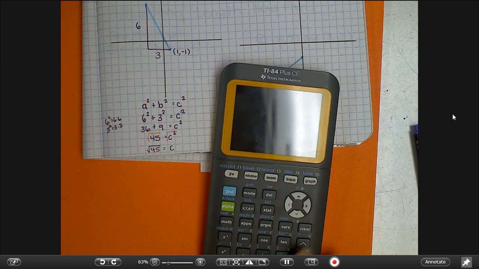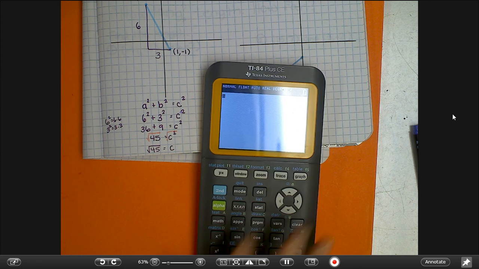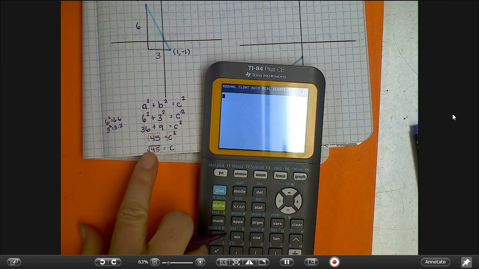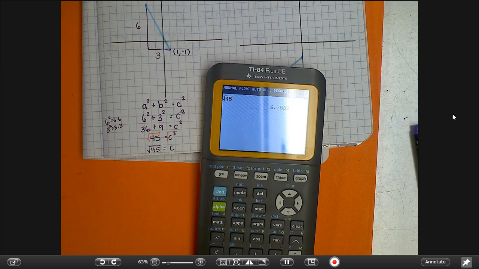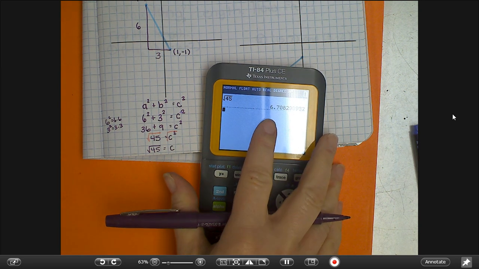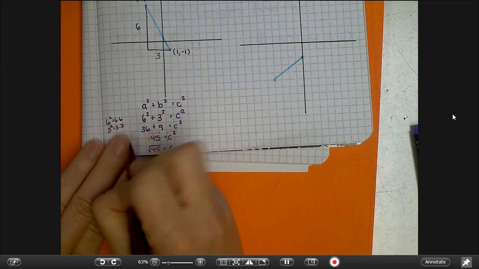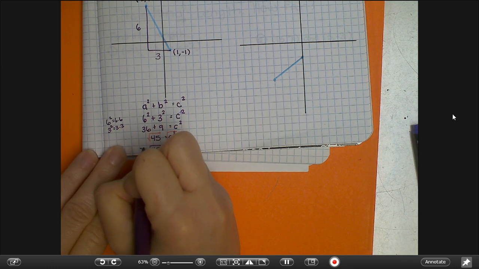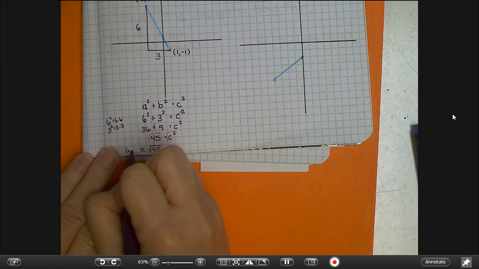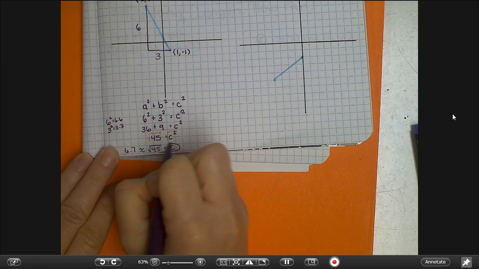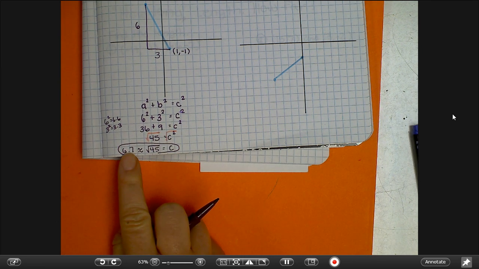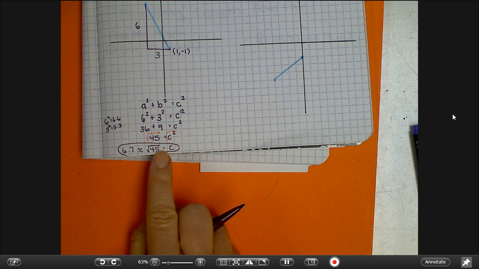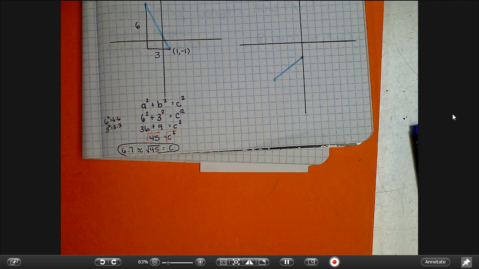We're going to find the decimal equivalent. In a couple weeks, I'm going to show you how to simplify this. But for now, we're just going to leave it in radical form and decimal form, approximately 6.7. That means approximately. So C is approximately 6.7 units long, and that is the same as the square root of 45.